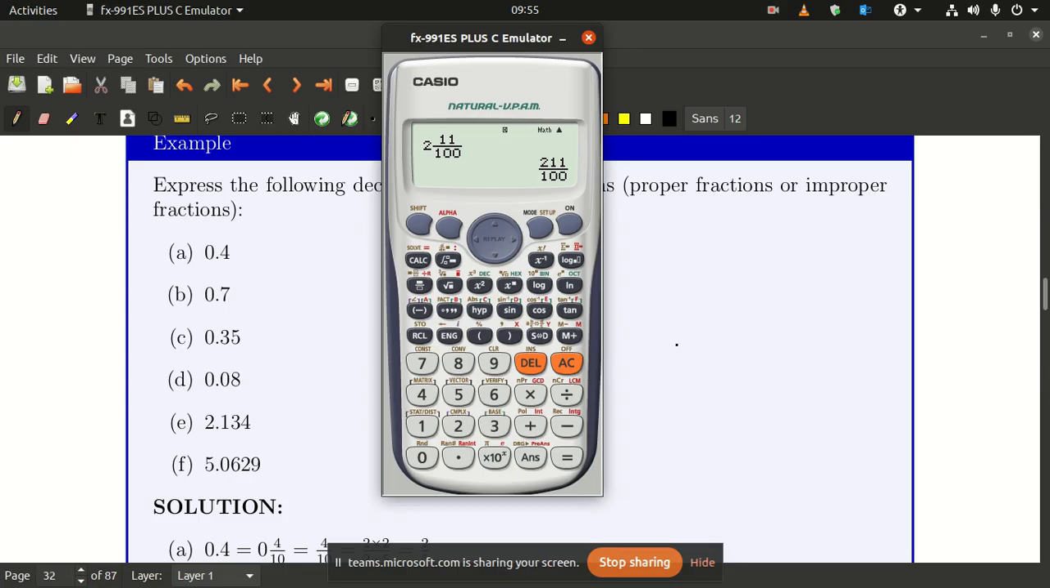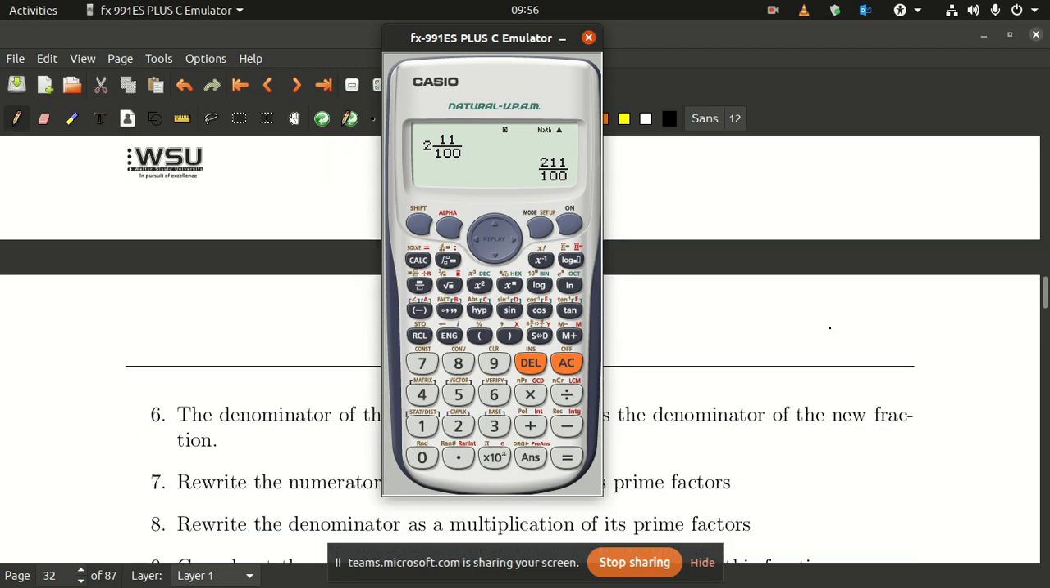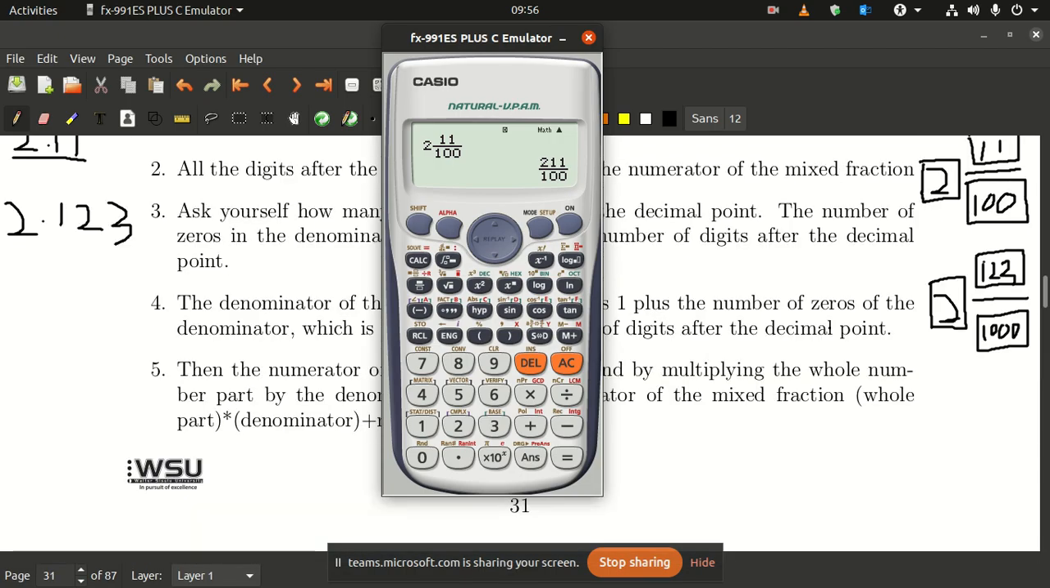Hi, sir. I was going to ask, when it comes to the denominator, are the zeros determined by the number before the decimal point? These zeros in the denominator, yeah, those ones. Okay.